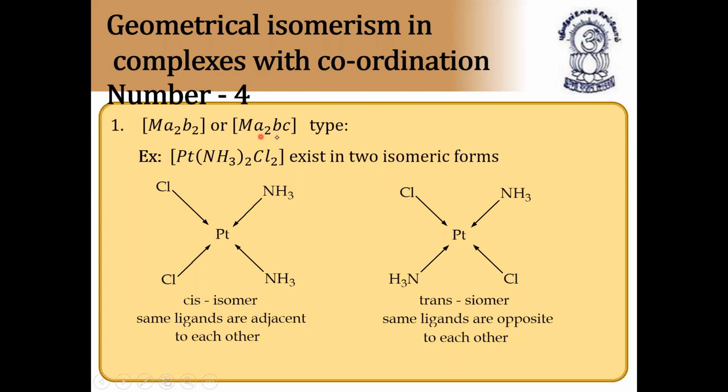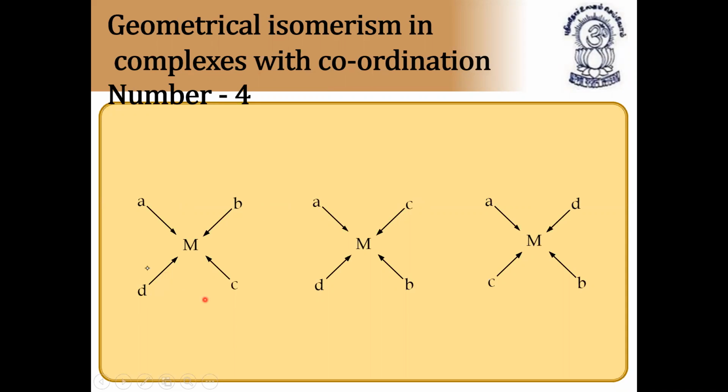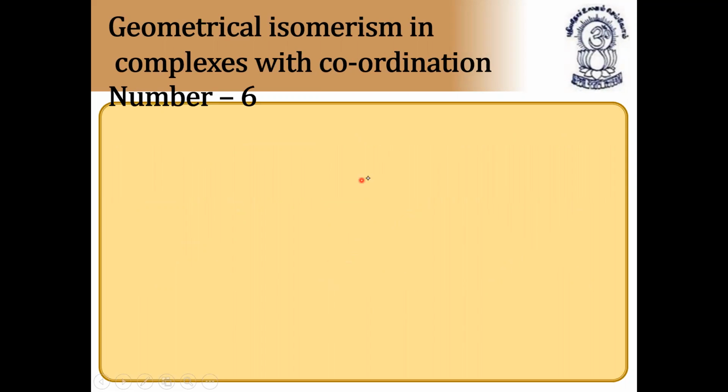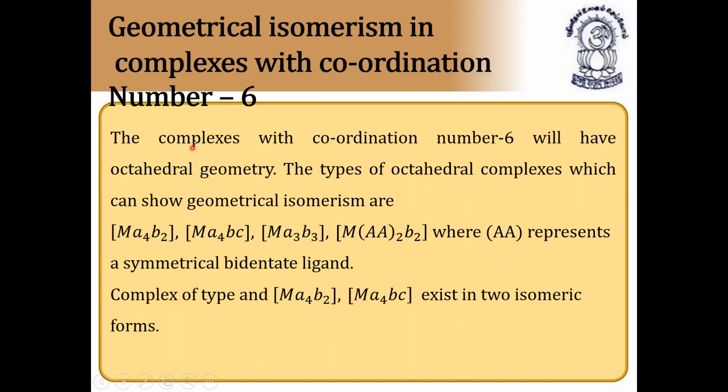So Ma2b2 or Ma2bc type exists in two isomeric forms, the cis form and the trans form. Next we have MABCD, with a total of 4 different ligands. A complex of this formula may exist in 3 different isomeric forms. A will be on this side, B on this side, C on this side, D on this side. The same we can interchange as MACDB, MADCB. So they can be represented in 3 ways. That's why they exhibit geometrical isomerism.